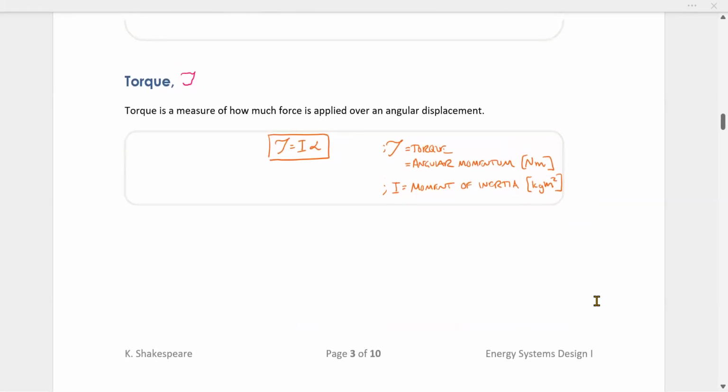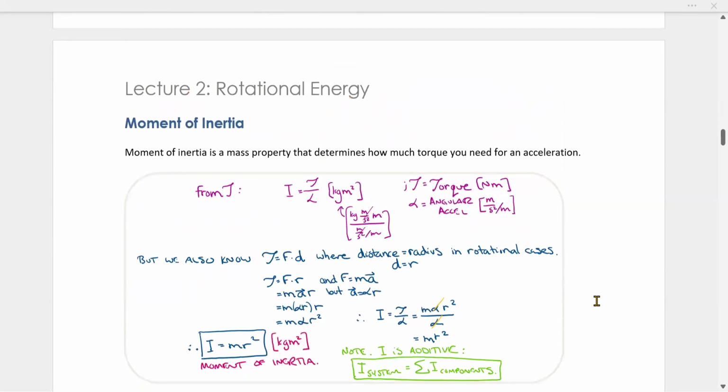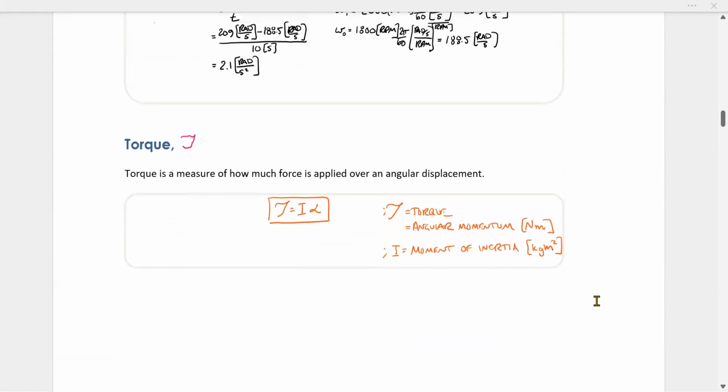Now, torque is a very important concept. Torque is a measure of the force as it's applied over an angular displacement. So torque governs how much work can be done on an object, so how much force is applied over an angular displacement.